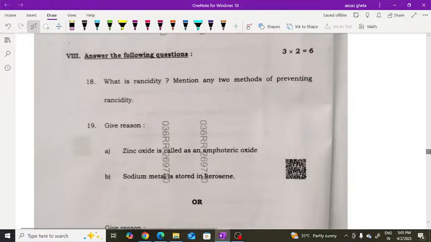Okay. What is rancidity? Very easy rancidity question. You must be knowing that food containing oil or fat undergoes oxidation and develops a foul smell and bad taste. That is what we call rancidity. Correct? That is what rancidity is.